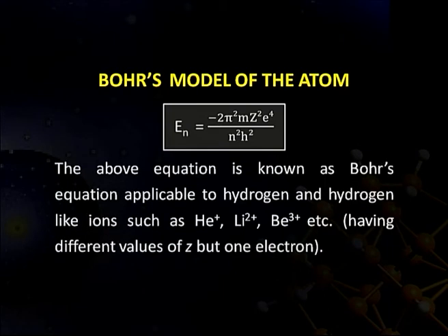The above equation is known as Bohr's equation, applicable to hydrogen and hydrogen-like ions only, such as helium positive, lithium bivalent and beryllium trivalent ion etc., having different values of Z, but one electron only.